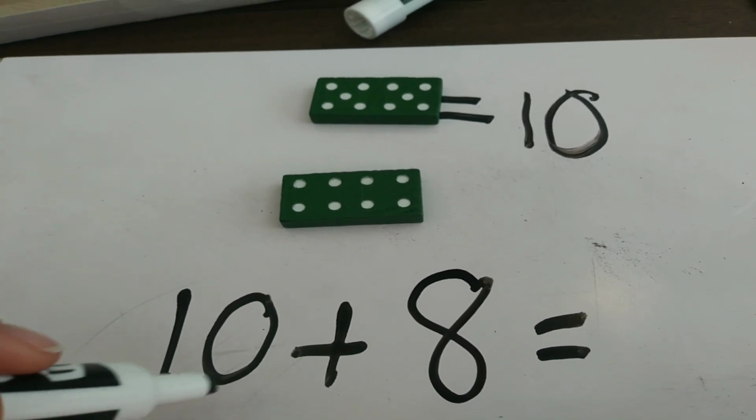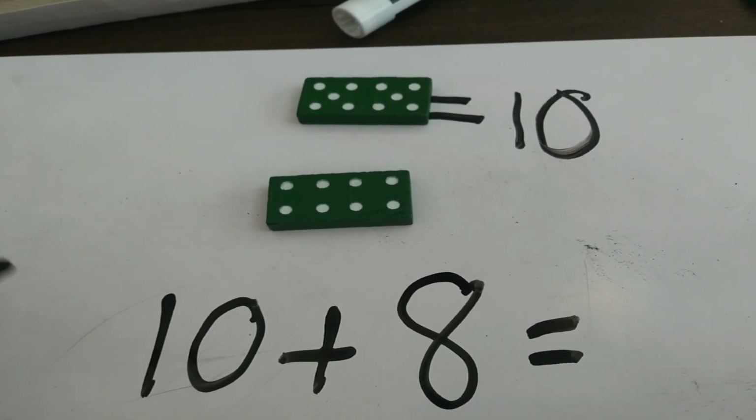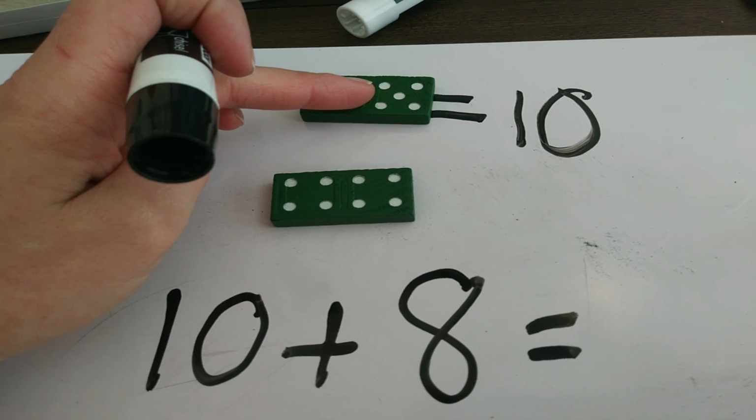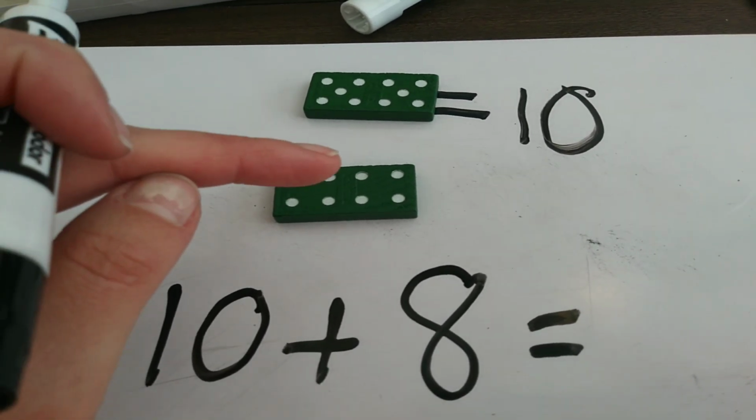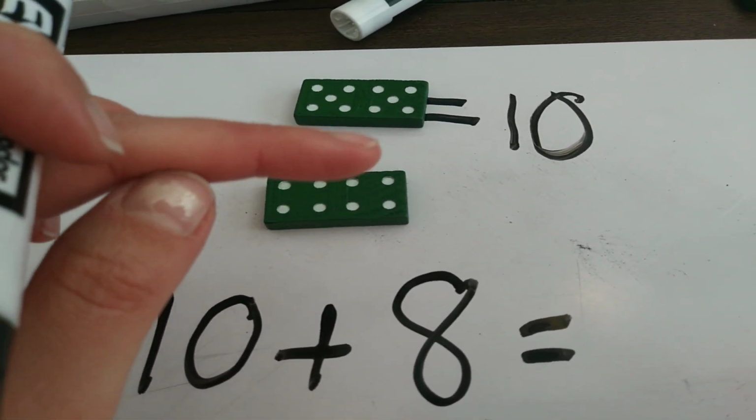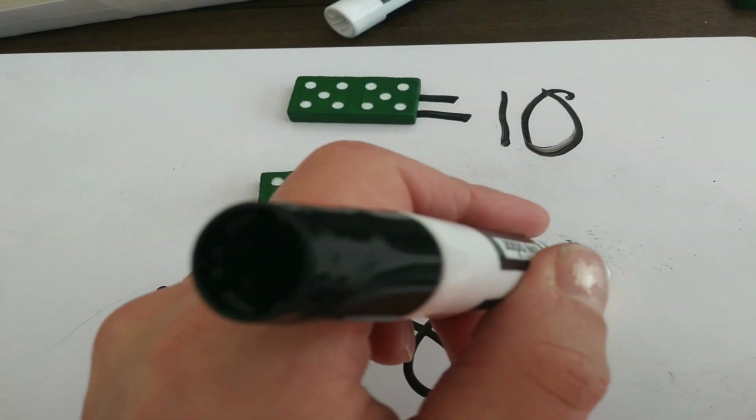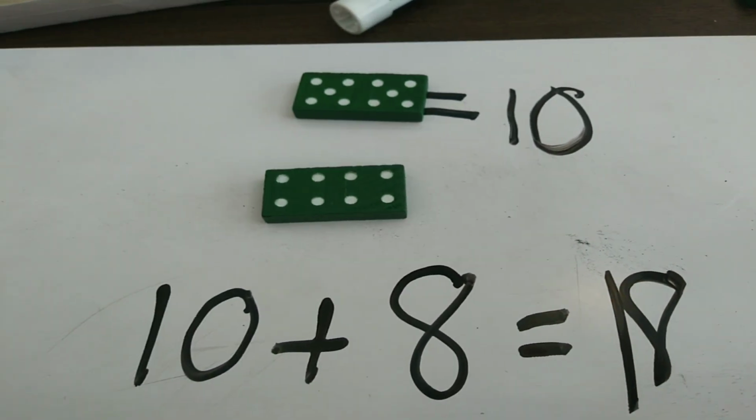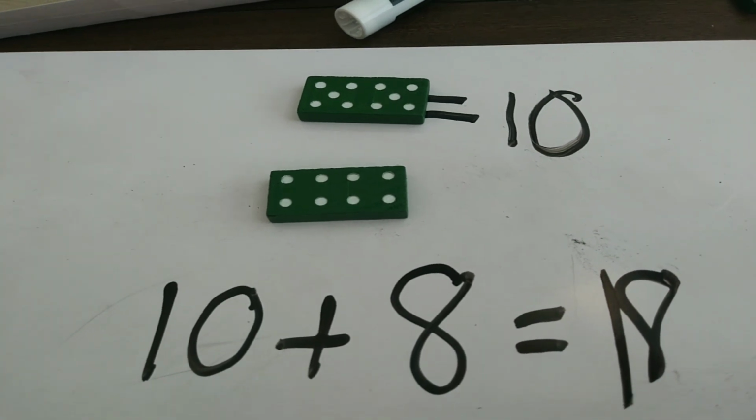Okay, so what does 10 plus 8 equal? How many in all? Let's count up. 10, 11, 12, 13, 14, 15, 16, 17, 18. Very good. So 10 plus 8 equals 18.